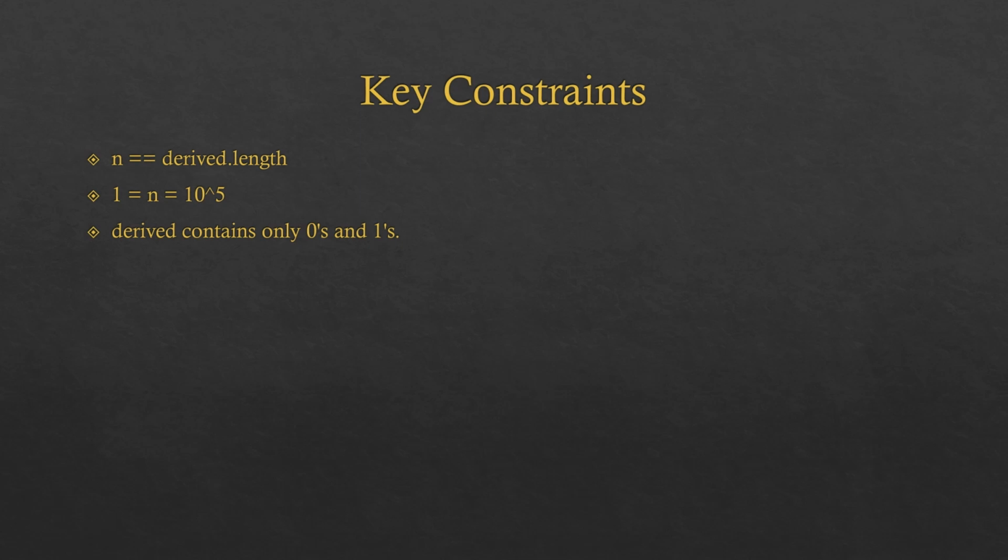Let's go over the key constraints. The length of the derived array is n, and it satisfies the condition n is greater than 1 and less than 10 to the power 5. Additionally, the array contains only binary values, zeros and ones. These constraints allow us to work with efficient algorithms to solve the problem.